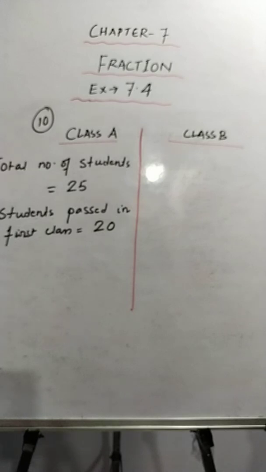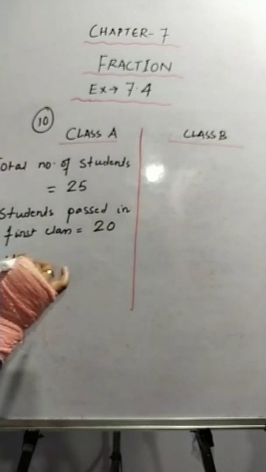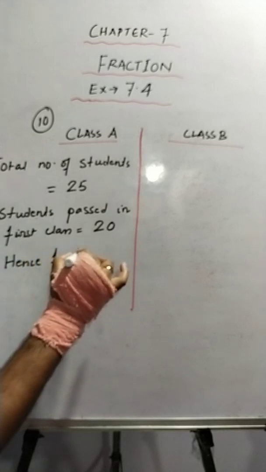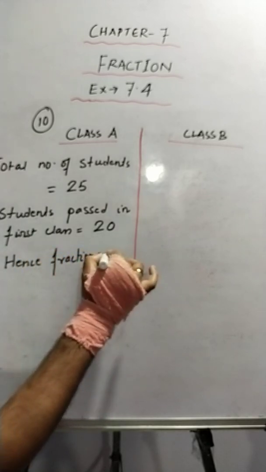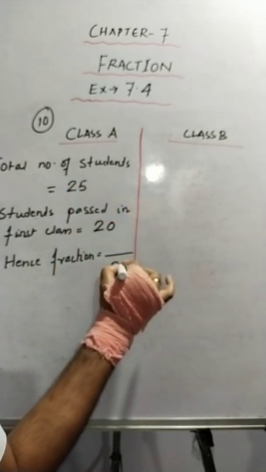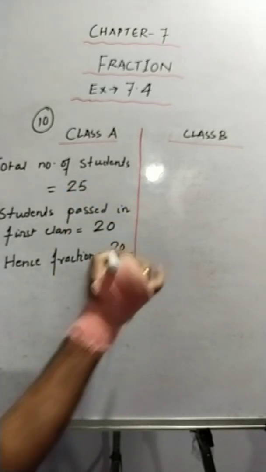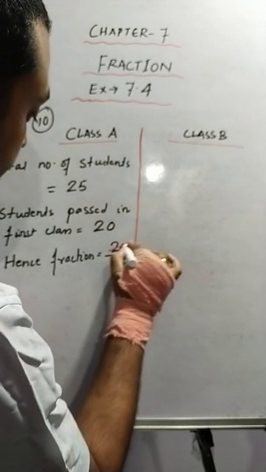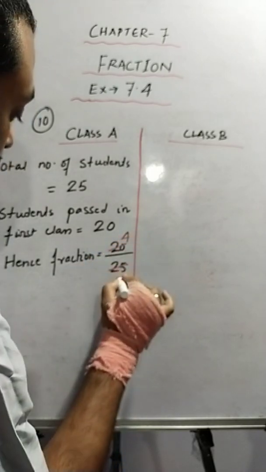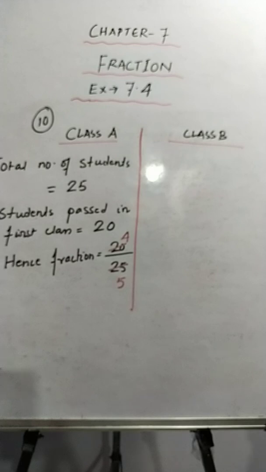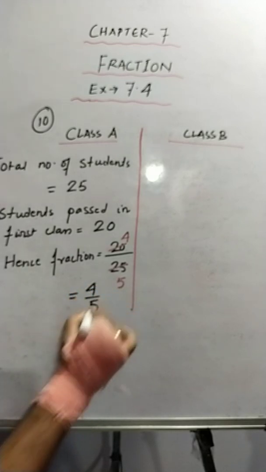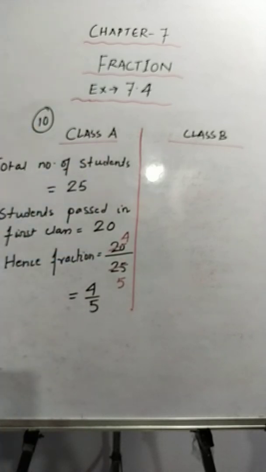Now we have to find the fraction then. Hence, fraction is equals to what? Out of 25, 20 students have passed with first class marks. Now let us reduce the following fraction. It will be reduced by 5. So 5 fours are 20, 5 fives are 25. So your required fraction is what? 4 upon 5. Now let's see what is there in class B.